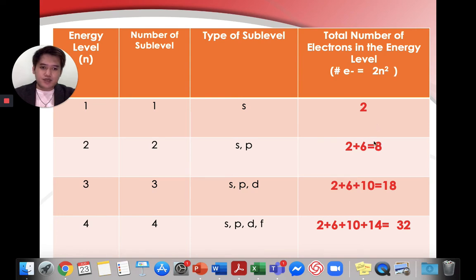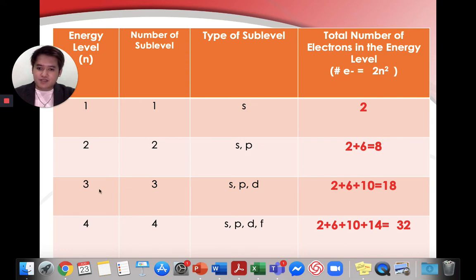So in the second energy level, there are two sublevels which are S and P. S can accommodate 2 electrons, P can accommodate 6 electrons. So the total number of electrons present in that energy level is 8, the maximum. Okay, the maximum number of electrons is 8.